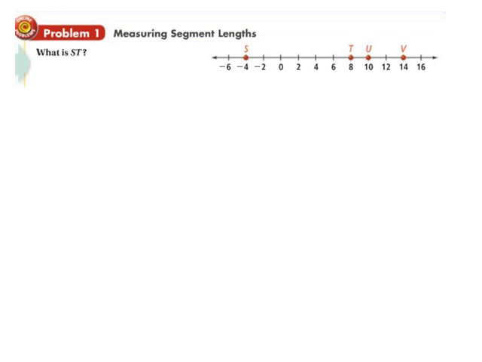Alright, so here we go. We're going to take a look at this problem, measuring segment lengths. It says, what is ST? Alright, so we've got S is at -4, and we've got T is at 8. So we know that from here to here is 8, and from here to here is 4. So what we're really looking at is 8 plus 4, which is 12.